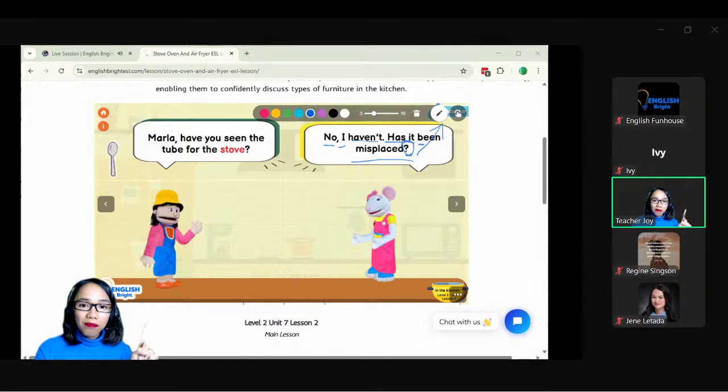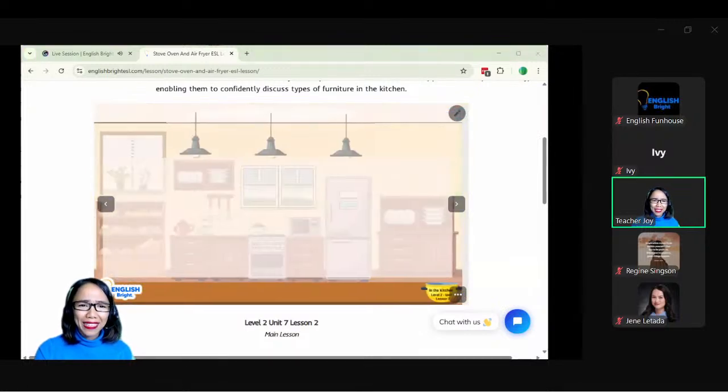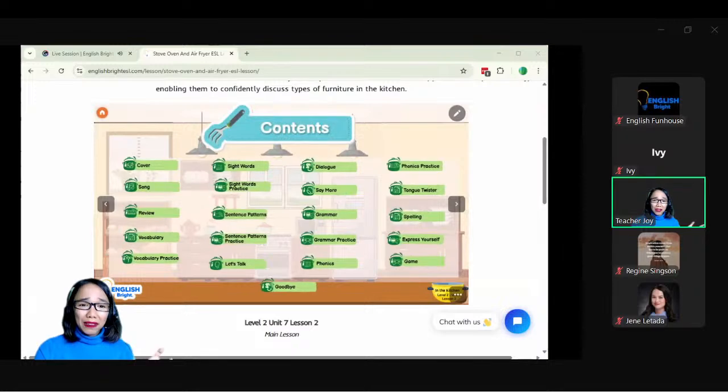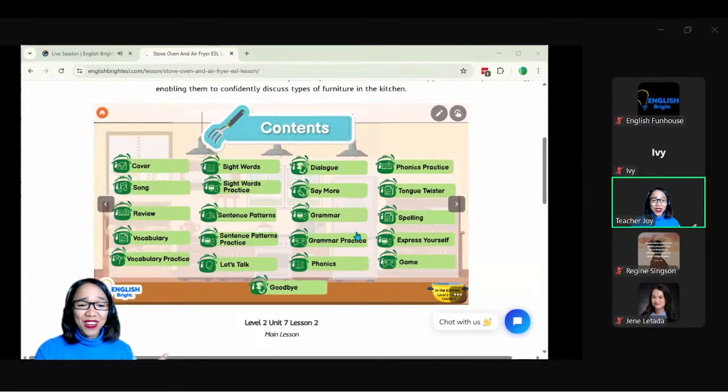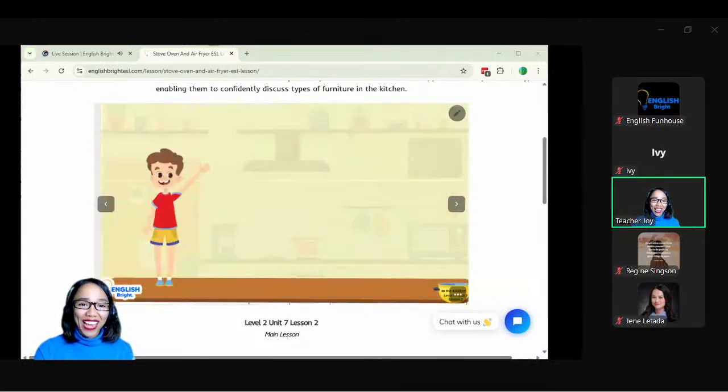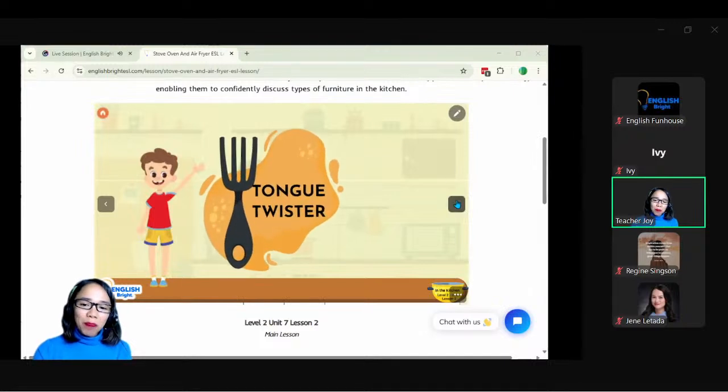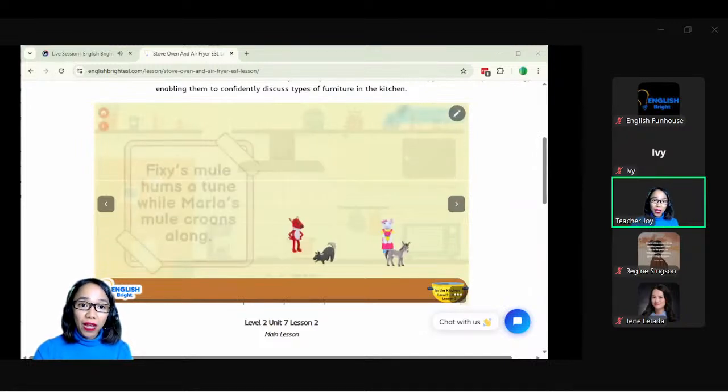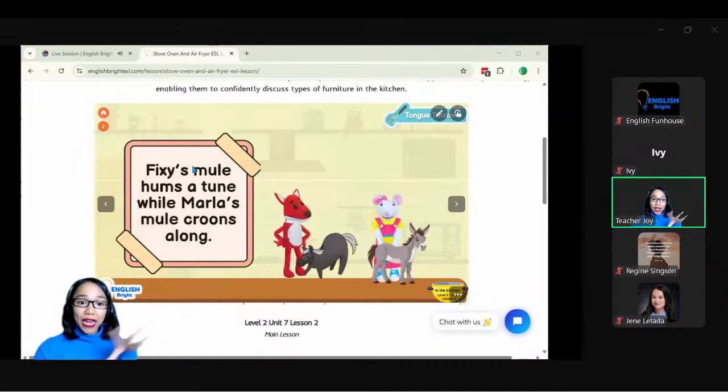Another activity that you can use is obviously tongue twisters. And they love it. Most of them. Some of them don't like it. They feel a lot of pressure because they know I will ask them to say it fast. But that's okay. You can just make it fun for them. So you can have them read it from slow to fast.